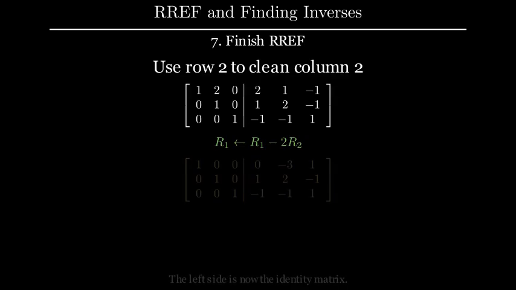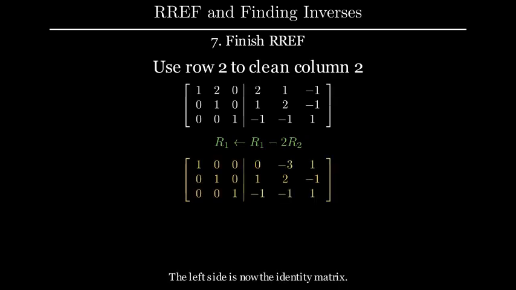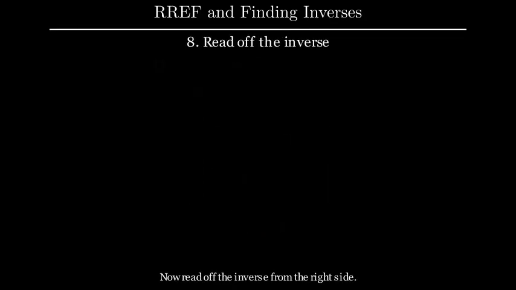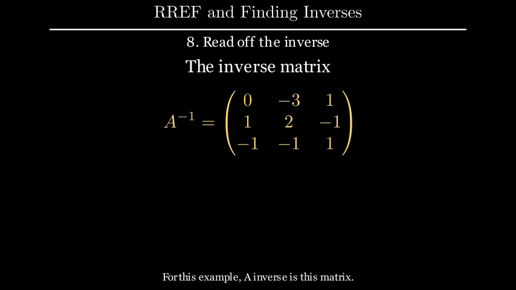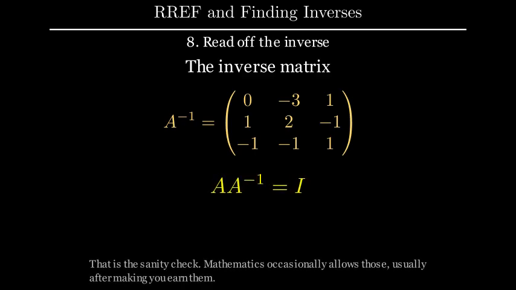The left side is now the identity matrix. So the right side is A inverse. Now read off the inverse from the right side. For this example, A inverse is this matrix. Multiplying A by this matrix gives I. That is the sanity check. Mathematics occasionally allows those, usually after making you earn them.